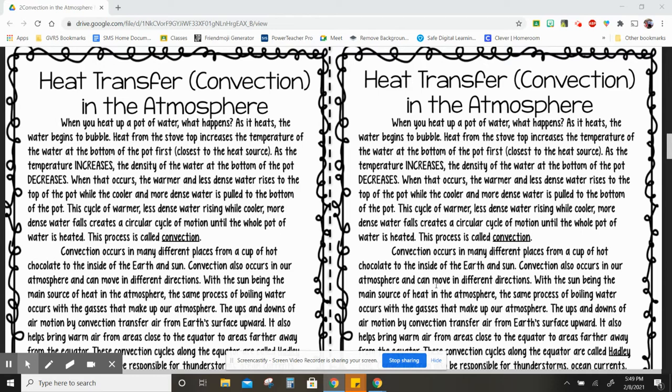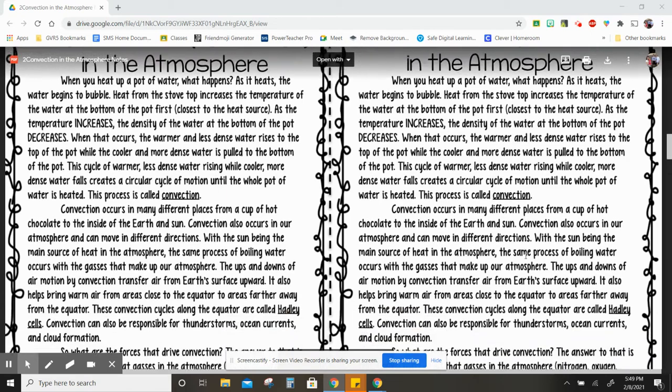Remember, the force that pulls it down is called gravity. This cycle of warmer, less dense water rising while cooler, more dense water falls creates a circular cycle of motion until the whole pot of water is heated. This process is called convection.